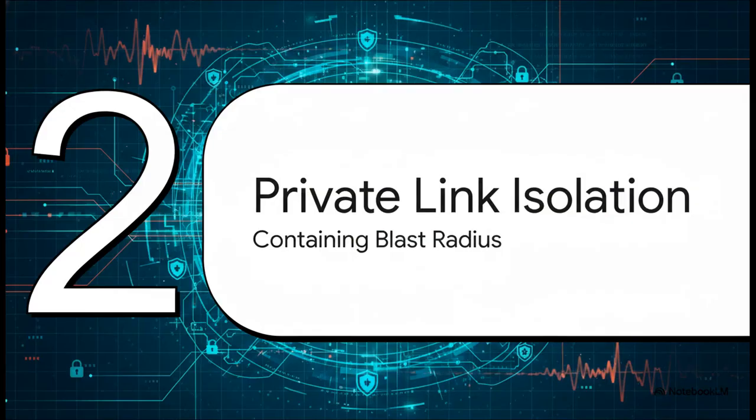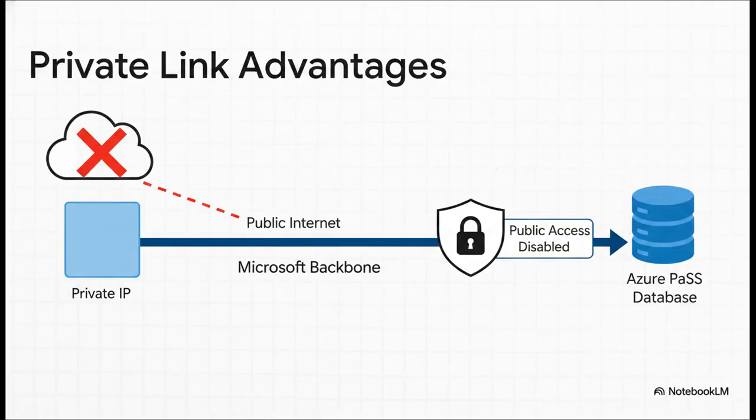Moving on to Section 2, Azure Private Link isolation. Let's break down the mechanical advantage of this. By default, a platform-as-a-service resource, like an Azure SQL database, has a public endpoint. Azure Private Link fundamentally changes the game here. It maps that service to a private IP address right within your dedicated virtual network. So now, traffic travels exclusively across the Microsoft network backbone, bypassing the public internet entirely. Once you disable public access at the service firewall, your sensitive data basically becomes invisible to public scanning tools.